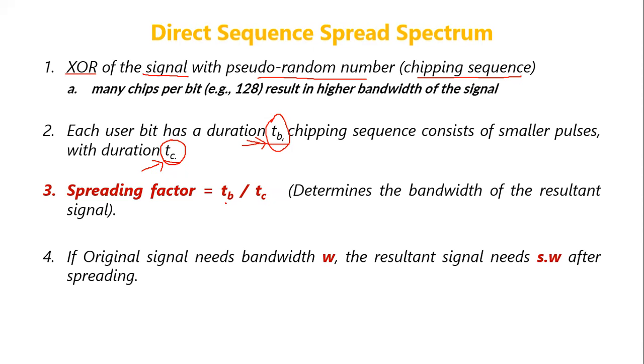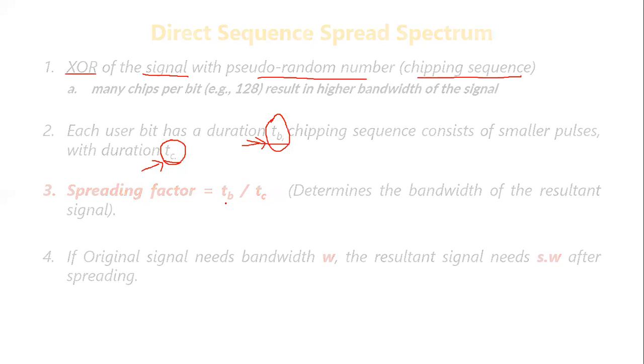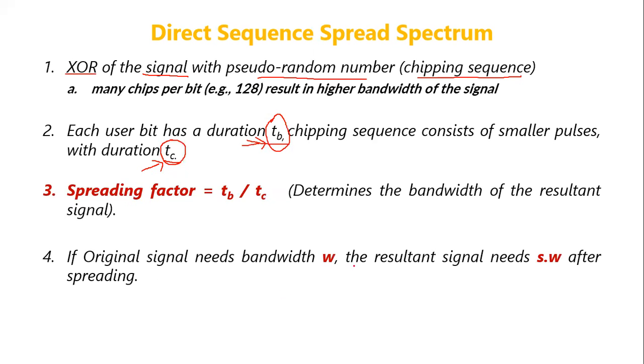And the resulting signal's bandwidth can be calculated like this. If the original signal's bandwidth is W, then the resulting signal's bandwidth will be S into W, where S is nothing but the spreading factor. Let me call it SF, the spreading factor. If you multiply S into W, where W is the bandwidth of the original signal, you will get the bandwidth of the resultant signal.